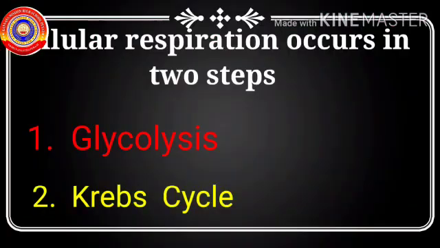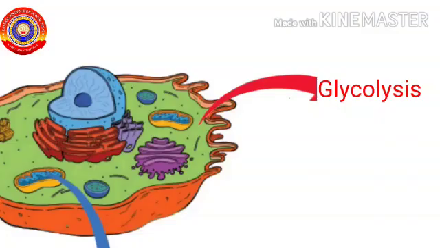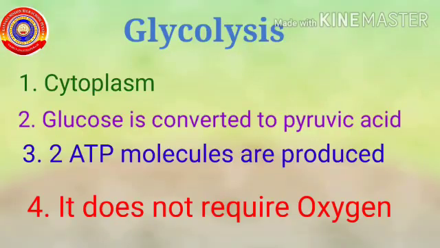Cellular respiration occurs in two steps. One is glycolysis and the other is the Krebs cycle. The first phase in cellular respiration is glycolysis. This process takes place in the cytoplasm. During this process, glucose is converted to pyruvic acid, and as a result, 2 ATP molecules are produced. These ATP molecules you already learned in the first chapter. ATP means adenosine triphosphate. For glycolysis, oxygen is not required.